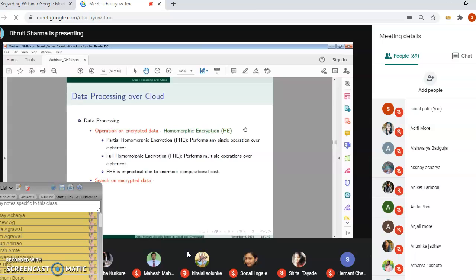With whichever encryption mechanism is available, we can either perform addition or multiplication, but we cannot perform both operations. Suppose I want to perform (a plus b) multiplied by c, and I have the ciphertext of a, b and c. Then in a single operation I cannot perform both of these operations, that is, multiplication and addition. So that's why the fully homomorphic encryption system came into the picture.